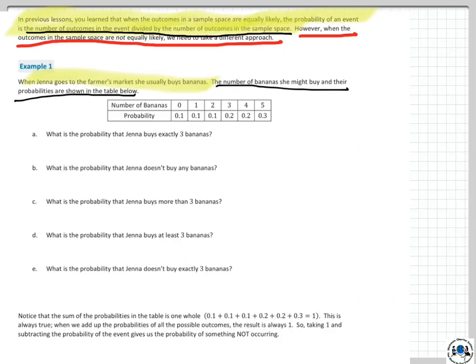So here's a table, and she's made that up. Number of bananas, you can see 0, 1, 2, 3, 4, 5, and the probability of her buying that number of bananas. Anyway, what is the probability that Jenna buys exactly 3 bananas? If we look in that 3 banana column, we see that it's 0.2 or 20%. So, because this is pretty easy, would you go ahead and do B, C, D, and E and come on back? You may trip on one of those, so come back after you do them.